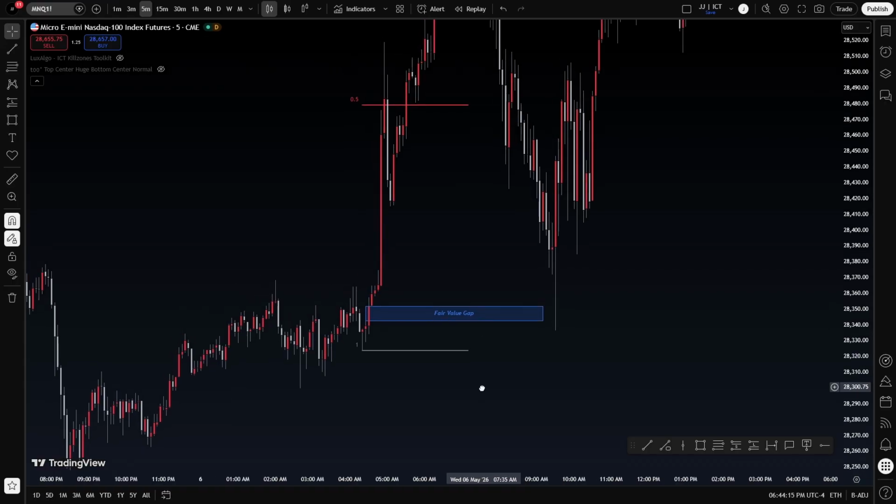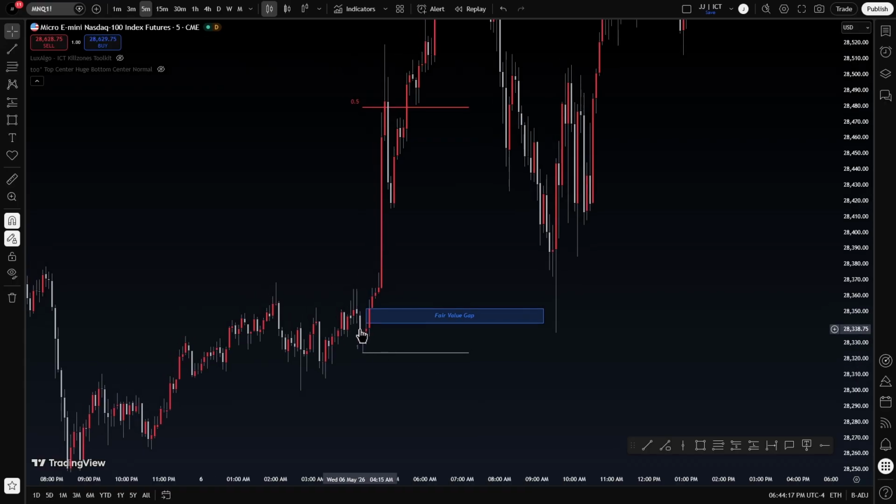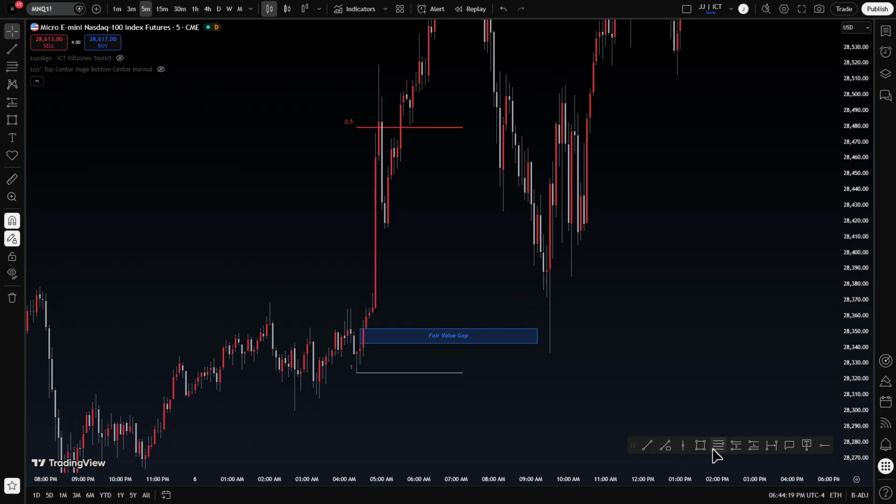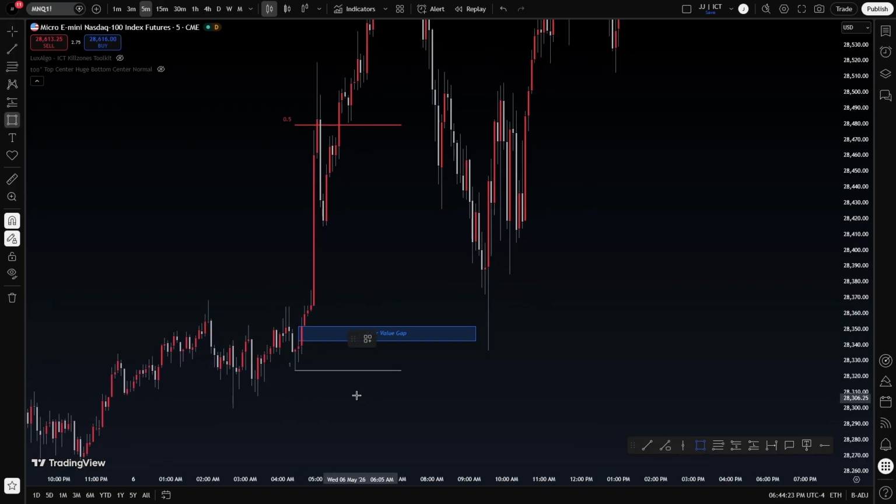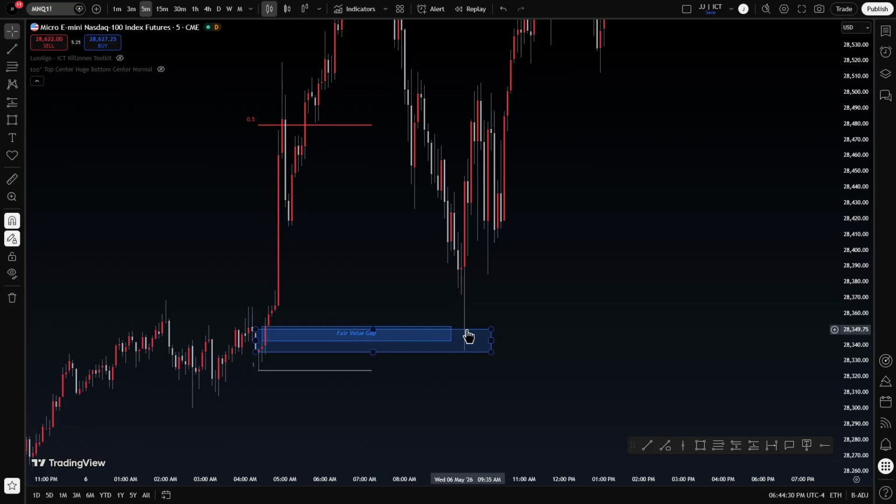I'm assuming it used that, what's the word, that propulsion block right there. Yeah, it did use that propulsion block. So if we draw that propulsion block out right there, if I can move that out of the way, right here. Yep, it used that propulsion block and barely broke it. So you get the point.